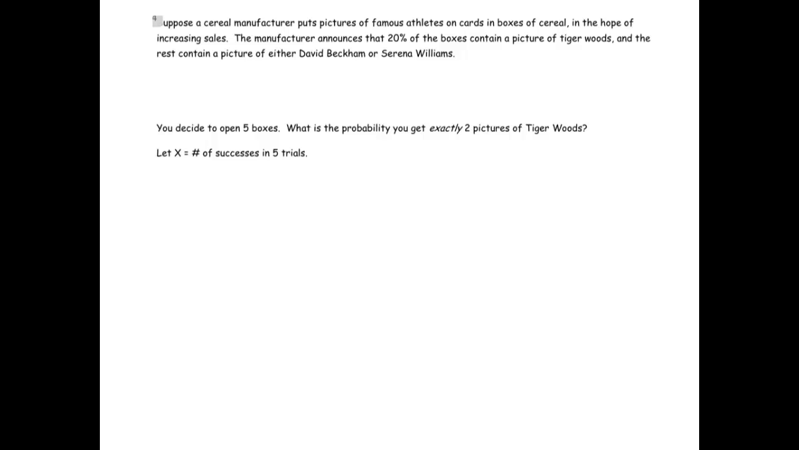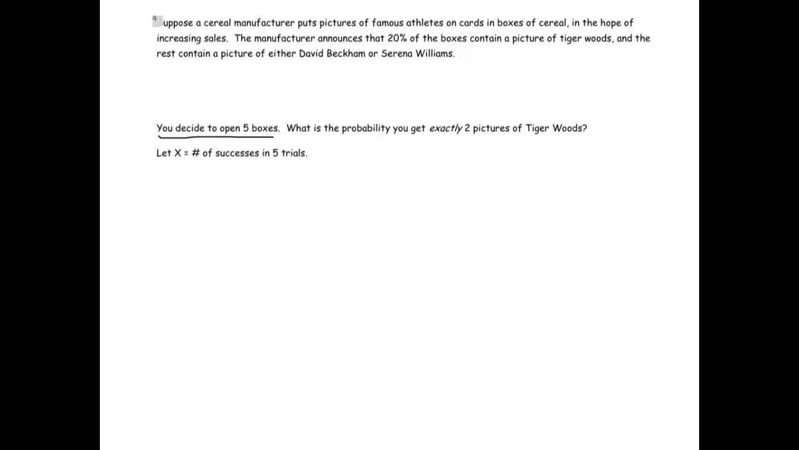Notice the difference in what we're asking here. You decide to open 5 boxes. What's the probability you get exactly 2 pictures of Tiger Woods? So, again, the distinction here is that we're not waiting to get a Tiger Woods card. What we're doing is we're just going to open 5 boxes, and we want to know what the probability is that we get exactly 2.